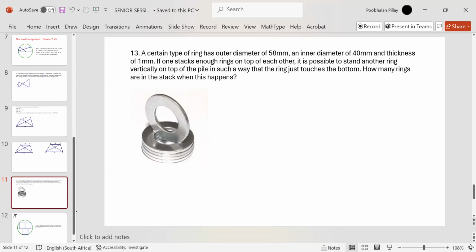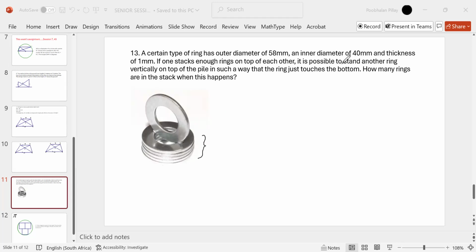All right. Now, if one stacks enough rings on top of each other, you've got a stack here. I don't know how many there are supposed to be here, but maybe that's a problem. But you know that each one is only 1 millimeter in thickness. So if there are 10 such rings, then the distance from the top to the bottom will be 10 millimeters, because you've got one added to itself 10 times. Okay, so we don't know how many there are.